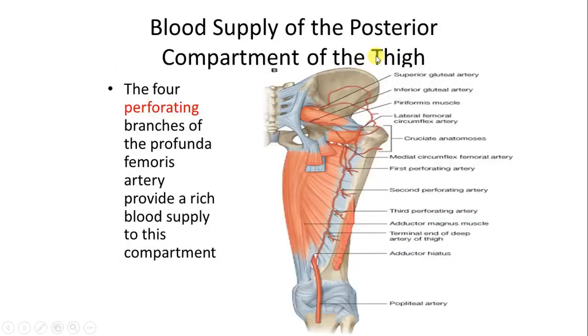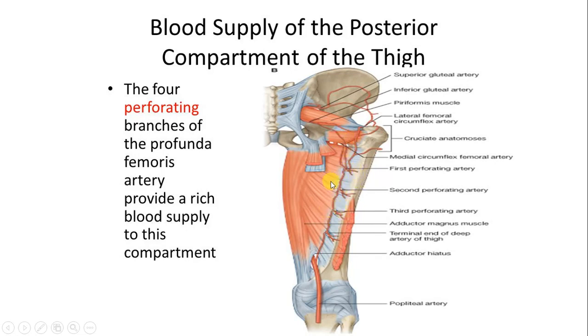Now is the blood supply of the posterior compartment of the thigh. The blood supply does not come directly from the pelvis or from the anterior surface of the thigh, but it is mostly supplied by the perforator branches which come into the posterior compartment by perforating the adductor magnus muscle. These perforators are from the big branch of the femoral artery, the profunda femoris artery, which supplies the medial as well as the posterior compartment of the thigh.